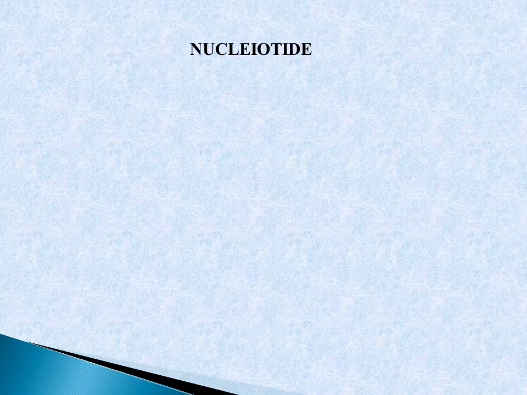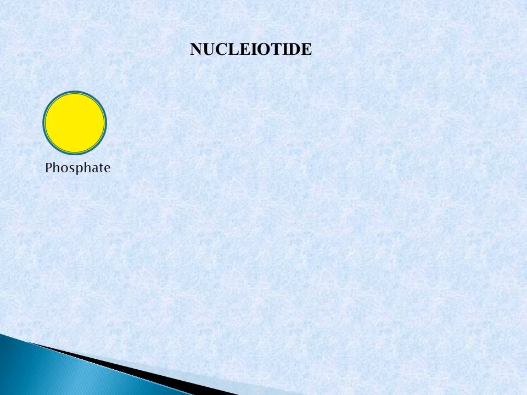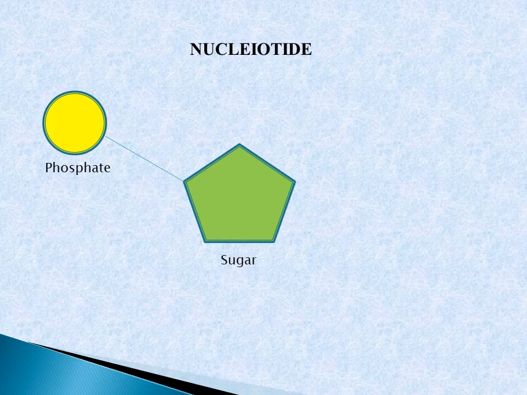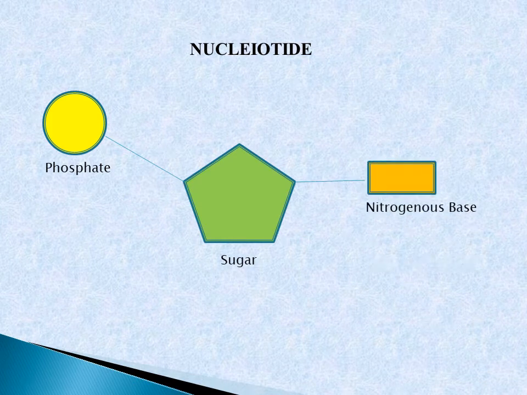So from the definition it is clear that nucleotide is the basic unit of the nucleic acid. Let's study nucleotide. Nucleotide consists of three components. First one is the phosphate, second one is the sugar, and the third component is the base. So to understand the structure of the nucleotide, let's study all three components in detail.